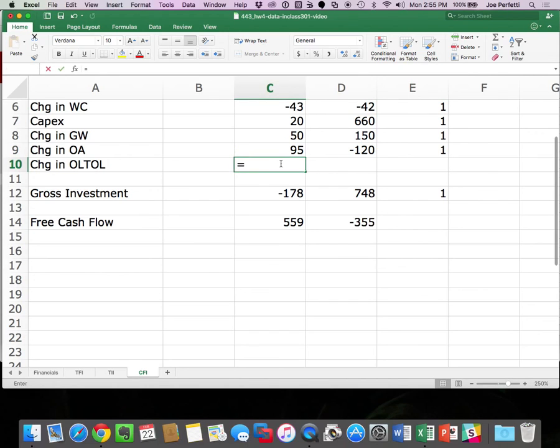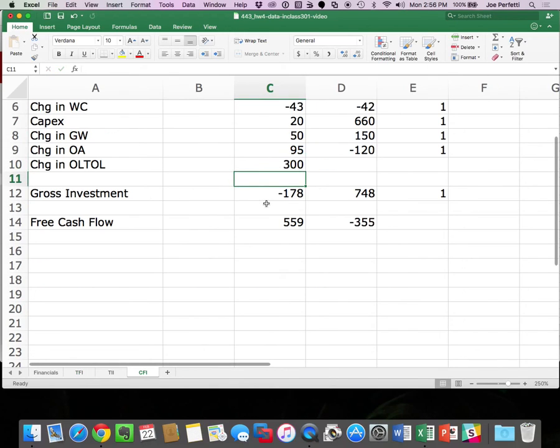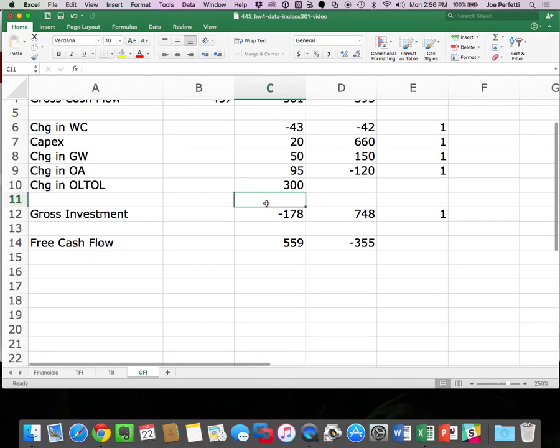And my other long-term liabilities went from 200 to 500. Now, here's where we have to make a choice about signs. If I spend money on working capital, on CapEx, if I buy companies, if I spend money on other assets, it's adding to my gross investment. If I don't pay my bills and I generate more liabilities, then that actually offsets the cash that I spend. Okay? So just don't pay your rent for a month and you actually have more cash in your account. Well, you add the liability because you still owe the money.